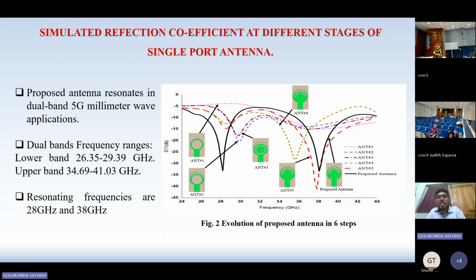By adding an inset feed method, the proposed antenna resonates in dual band for 5G millimeter wave applications. The dual band frequency ranges are: lower band 26.35 GHz to 29.39 GHz, upper band 34.69 GHz to 41.03 GHz. Resonating frequencies are 28 GHz and 38 GHz.